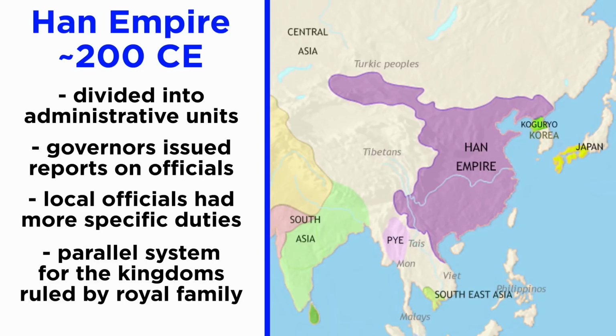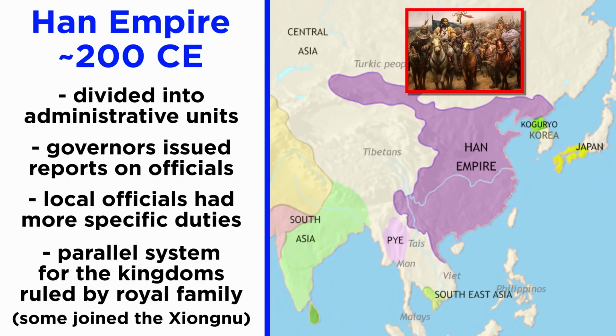There was also a parallel system of administration for the kingdoms ruled over by members of the royal family. These initially had a great deal of independence from the capital, but in the mid-2nd century BCE, after a number of kings had rebelled and allied themselves with the tribes of the Xiongnu, the Emperor Jing took away their counselors and ministers and appointed their high officials himself.